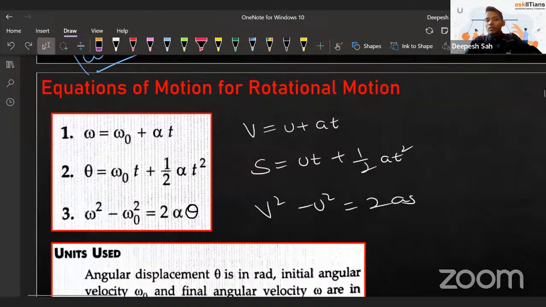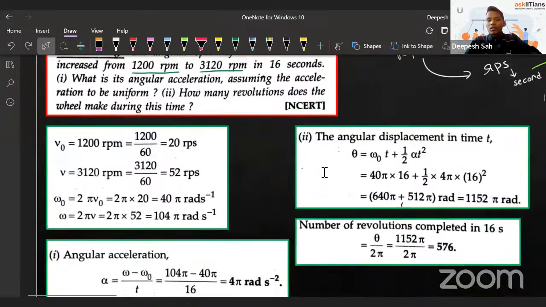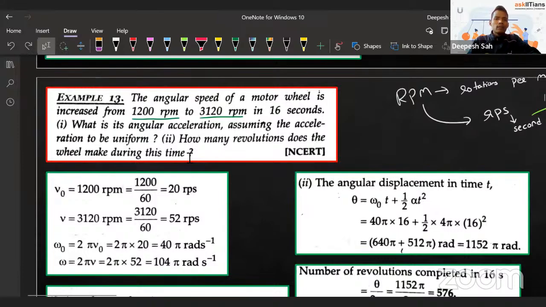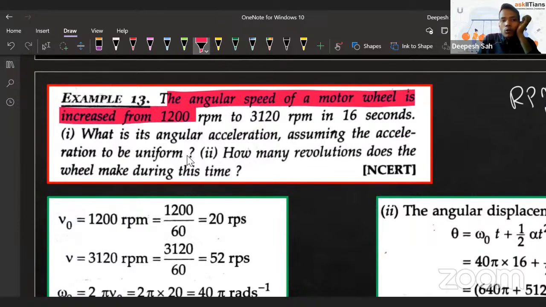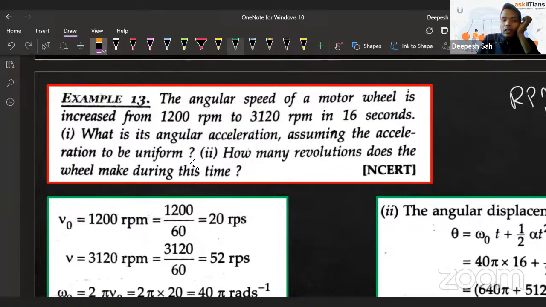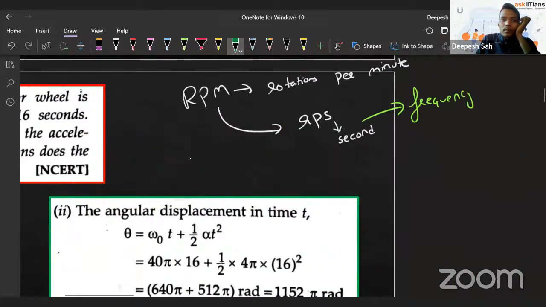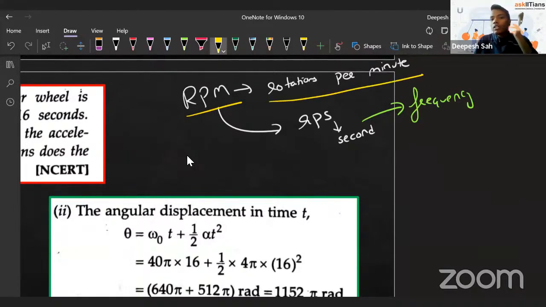But now coming to the questions, what type of questions will you actually see? The questions will be very easy, but sometimes you will see a question where it is written that the angular speed of a motor wheel is increased from 1200 rpm to 3120 rpm. A lot of people will think that this is the value of omega, angular velocity, but no. Keep in mind, RPM means rotations per minute.